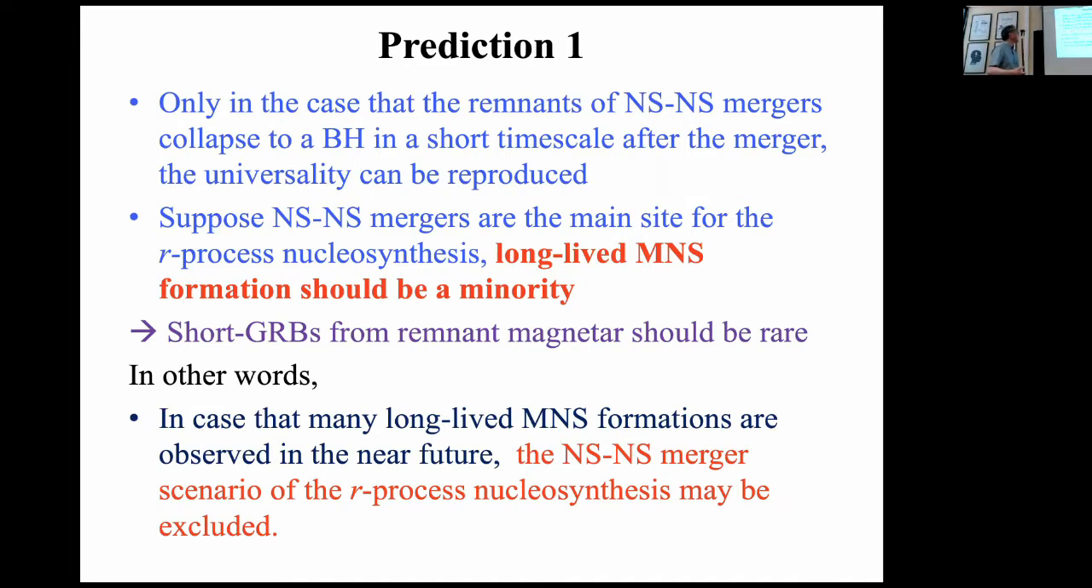We cannot have it. So this suggests that short gamma ray burst from a remnant magnetar, which is one of the very popular scenarios for short gamma ray burst, should be a minority. So magnetar formation should be a minority. Magnetar means a strongly magnetized long-lived neutron star. If this is a majority, the solar abundance pattern cannot be reproduced. In other words, if many long-lived neutron star formations are observed in the future, then the neutron star merger scenario for r-process nucleosynthesis may be excluded. So this is a prediction from purely numerical relativity.